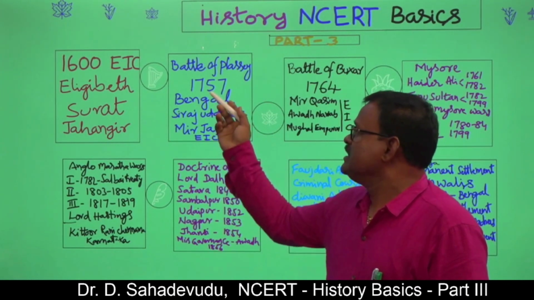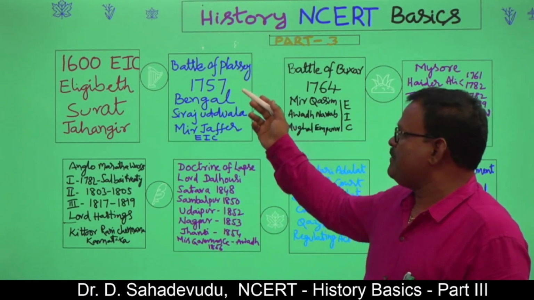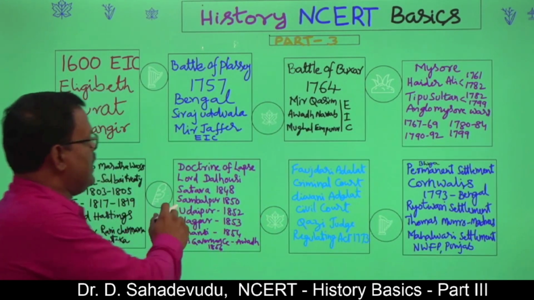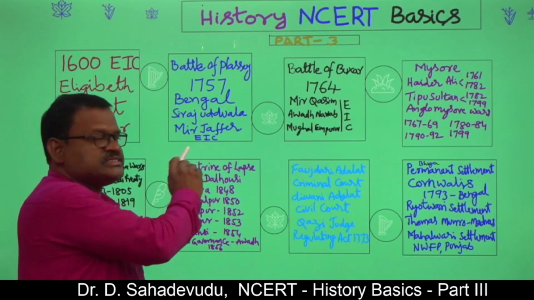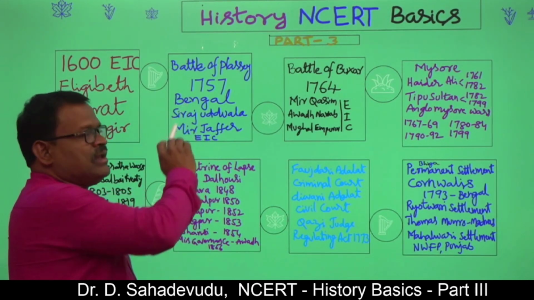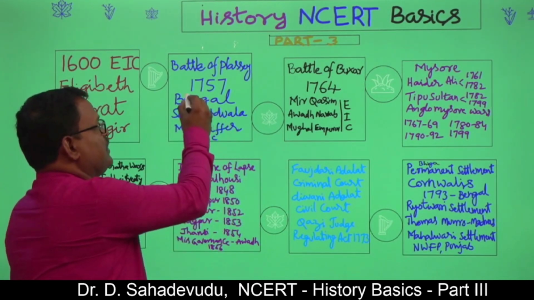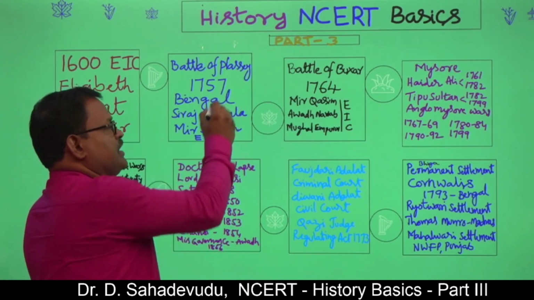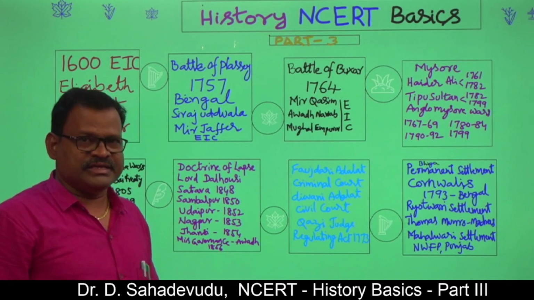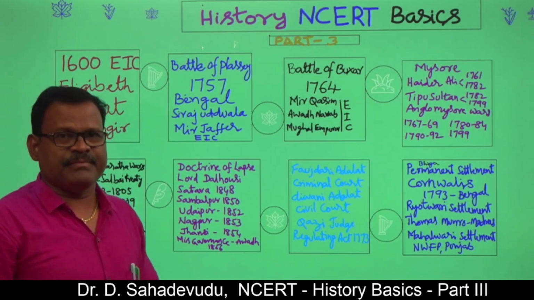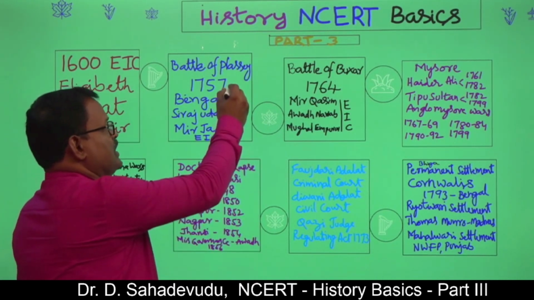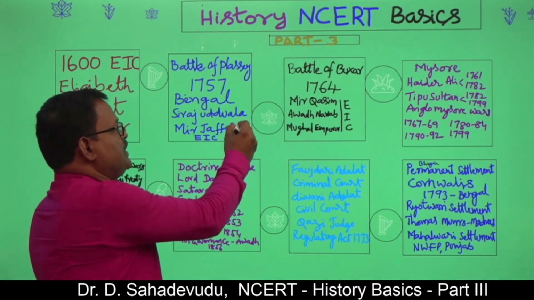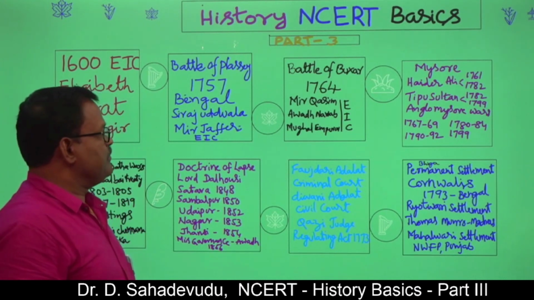In the second box, see the synopsis: Battle of Plassey, 1757, Bengal, Sirajuddaulah, Mir Jafar, and East India Company. The Battle of Plassey is the beginning of East India Company political power. This is the marking year, 1757. In 1757, the East India Company won the Battle of Plassey against the Bengal Nawab Sirajuddaulah. Mir Jafar became the new Nawab of Bengal.